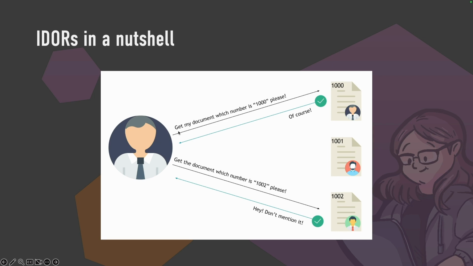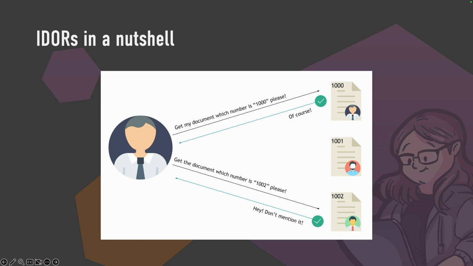So we have blue background man saying, hey, I would like the document which has the ID of 1,000. And we can see that 1,000 is actually owned by the same user. Great, we'll send that. However, if we go into the request and we change that number 1,000 to be, say, 1,002, if it's an IDOR, if it's got broken access control, you can see even though this document is owned by green background man, it will still send it back to blue background man, even if he doesn't have permission.